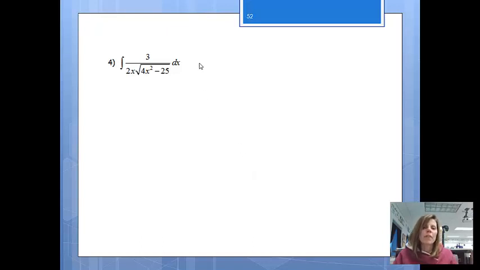Okay, on this one, again, it just kind of looks like a big mess, and I'm not sure what to do with it, but it kind of looks like an arcsecant setup, so I'm going to attempt to set it up like an arcsecant problem. Okay, my u is the variable, the square root of the 4x squared, which is 2x, and then du, the derivative of 2x, would just be 2 dx, and then my a would be the square root of 25, which is 5. So let's just make sure I have my parts.